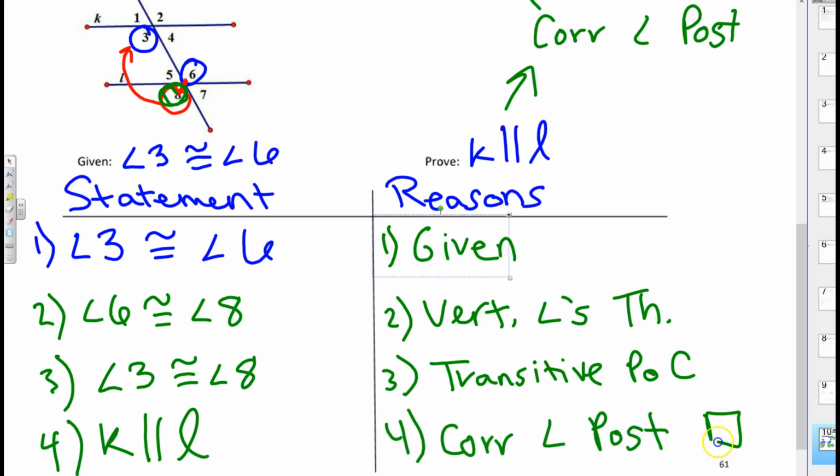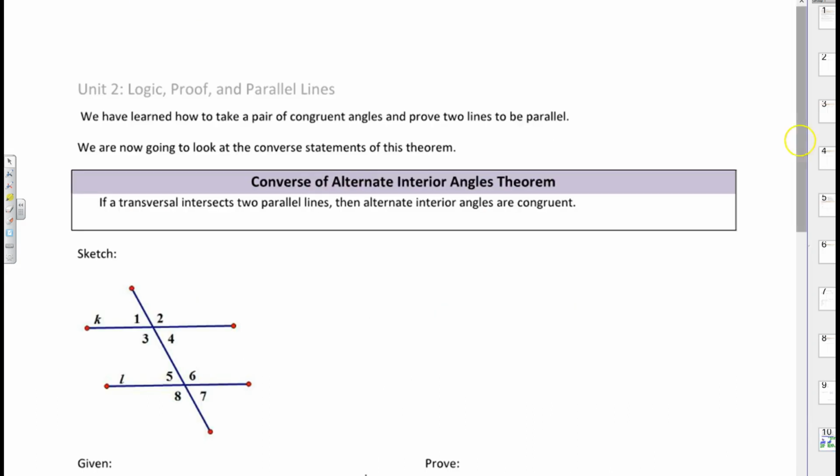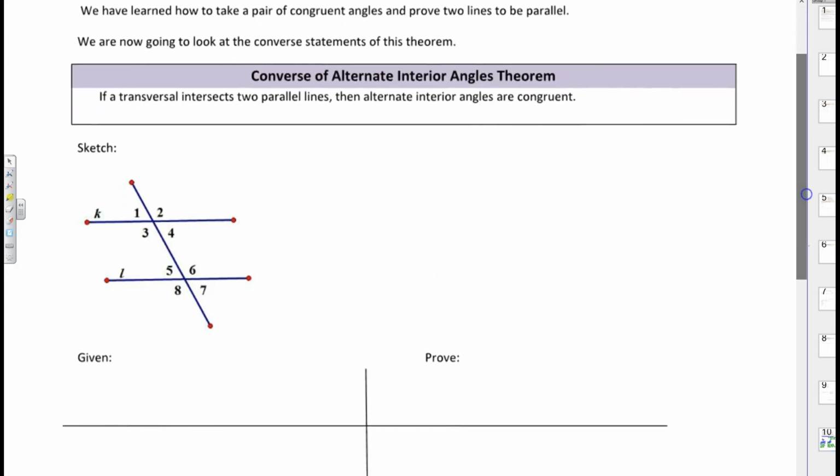And we've done it, guys. We've proven the lines parallel. Okay, so we just proved that if you have a pair of congruent alternate interior angles, then their boundary lines are parallel. So let's go on and look at another example of the converse of the corresponding angles postulate.